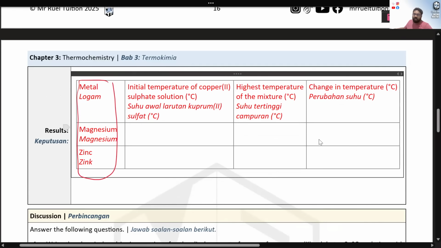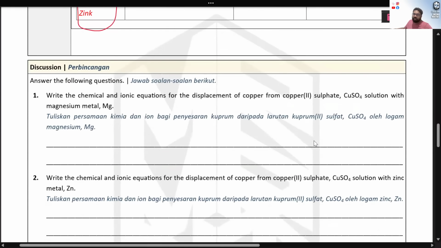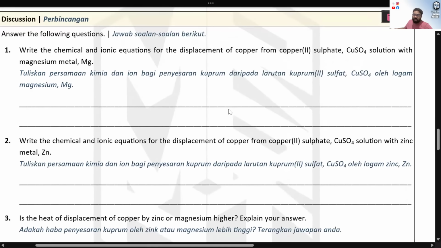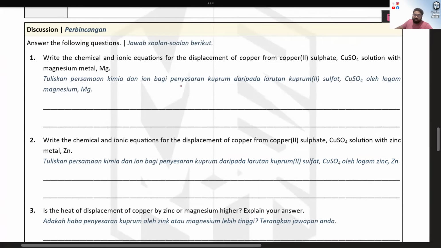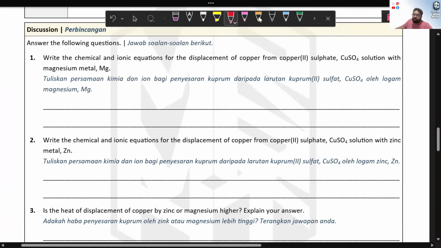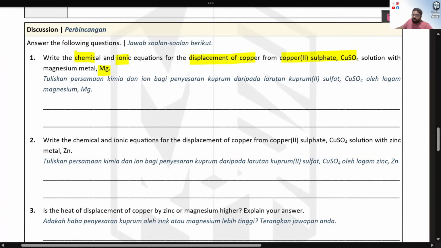Now let's answer some questions. These are the common questions. Write the chemical and ionic equations for the displacement of copper from copper(II) sulfate solution with magnesium metal. Pause and try.